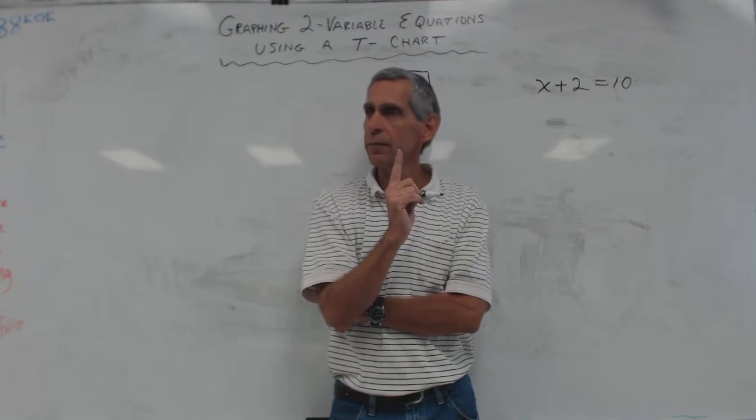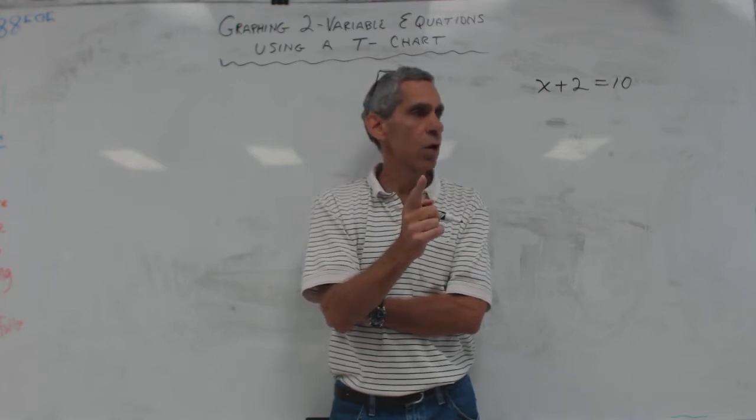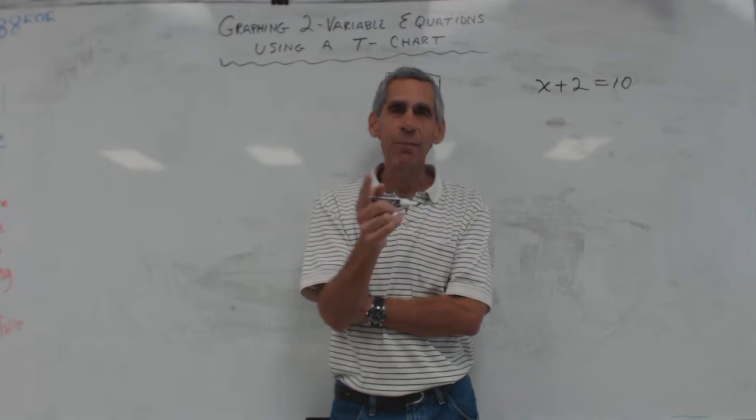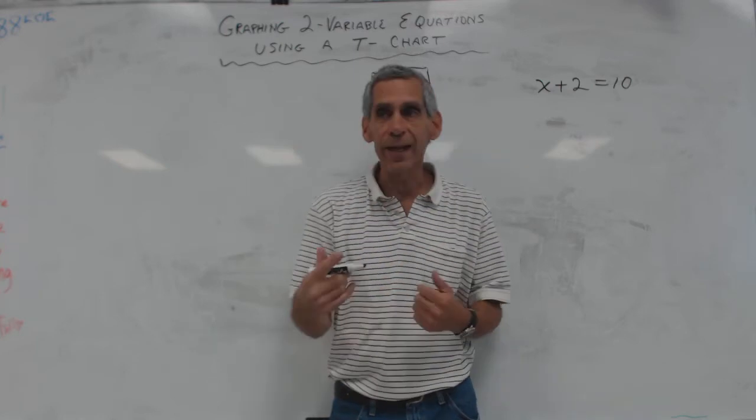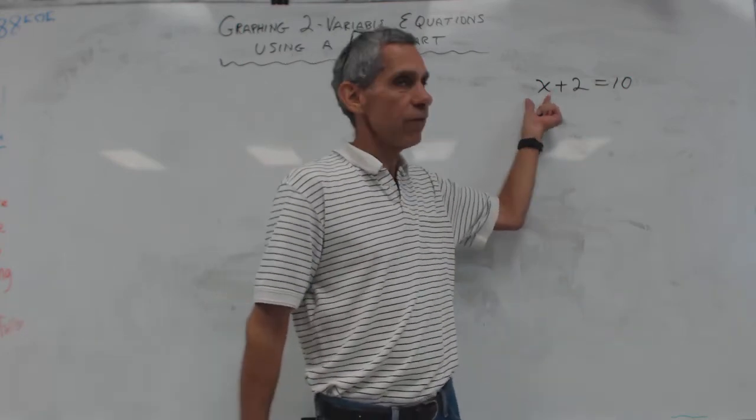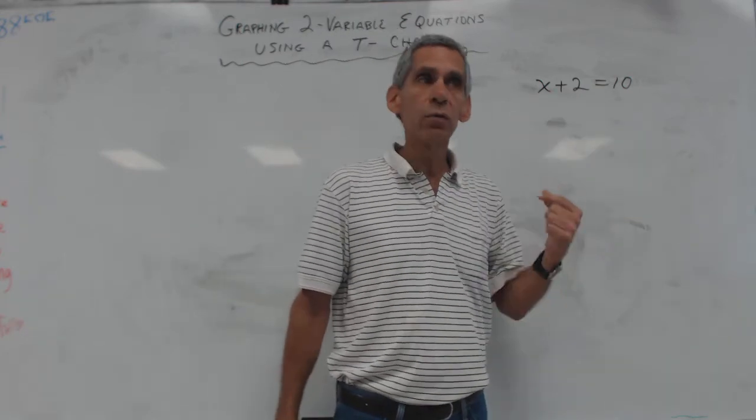Everybody agree with me? Yes. Could it be 9? No. Could it be 7? No. It can't be anything other than 8. Could it be 8.1? No, it's got to be 8, right? So when there's one variable and an equation, there is only one answer.